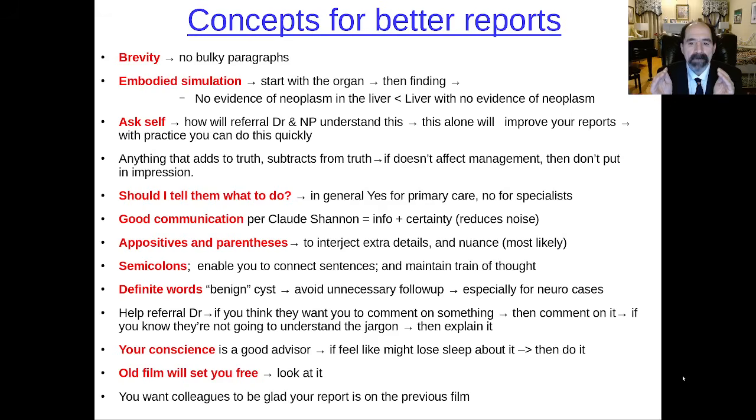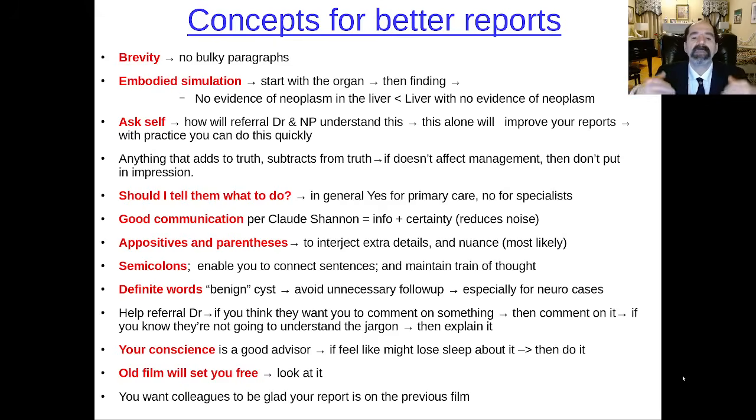You can also put some nuance within parentheses. It's an easy way to do it, because you want to stay in your train of thought with whatever item you're describing, and using parentheses helps you. These little punctuation tricks, they'll make your reports a lot better. The second thing is semicolons. If you need to give a relatively detailed description of a complex mass, putting it into semicolons shows that the sentences are connected, because you want to keep everything all connected.